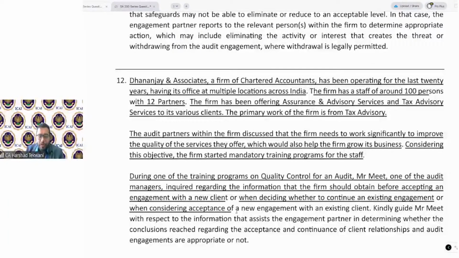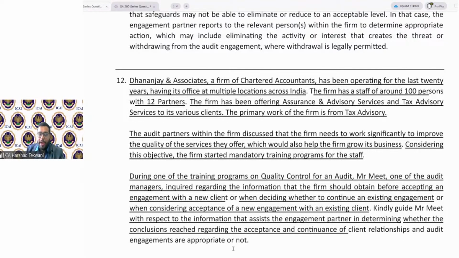When considering the acceptance of a new engagement with an existing client, kindly guide Mr. Meath with respect to the information that assists the engagement partner in determining whether the conclusions reached regarding the acceptance and continuance of the client relationship and audit engagement are appropriate or not.